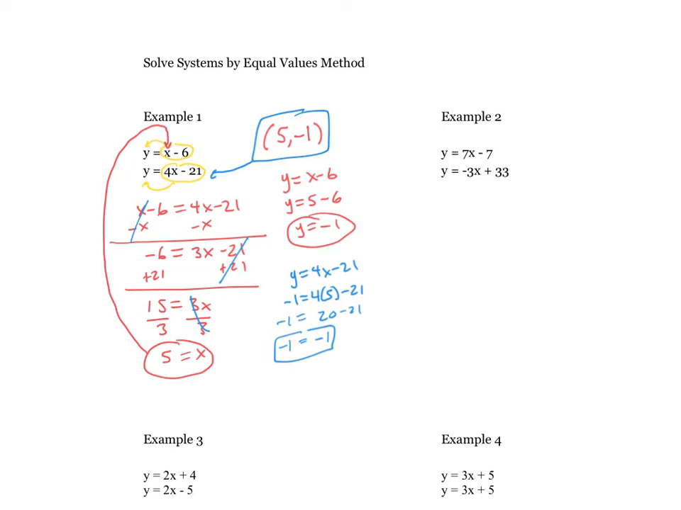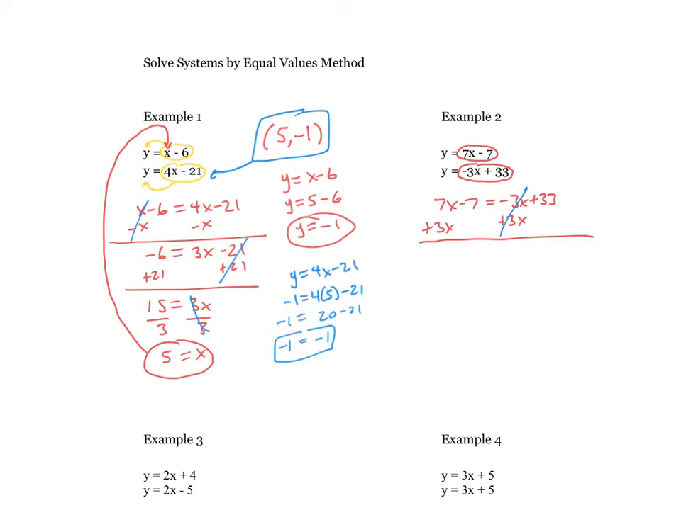Okay. Let's try example 2. Again, you're going to take 7x minus 7 and set it equal to negative 3x plus 33. We can do that because both of those expressions are equal to y, according to these equations. So 7x minus 7 equals negative 3x plus 33. Again, I'm going to solve for x. So I'm going to move the x's together by moving the smallest x first. And remember, the reason for that is we'd like to keep the x positive if possible. I think it makes it an easier equation to solve.